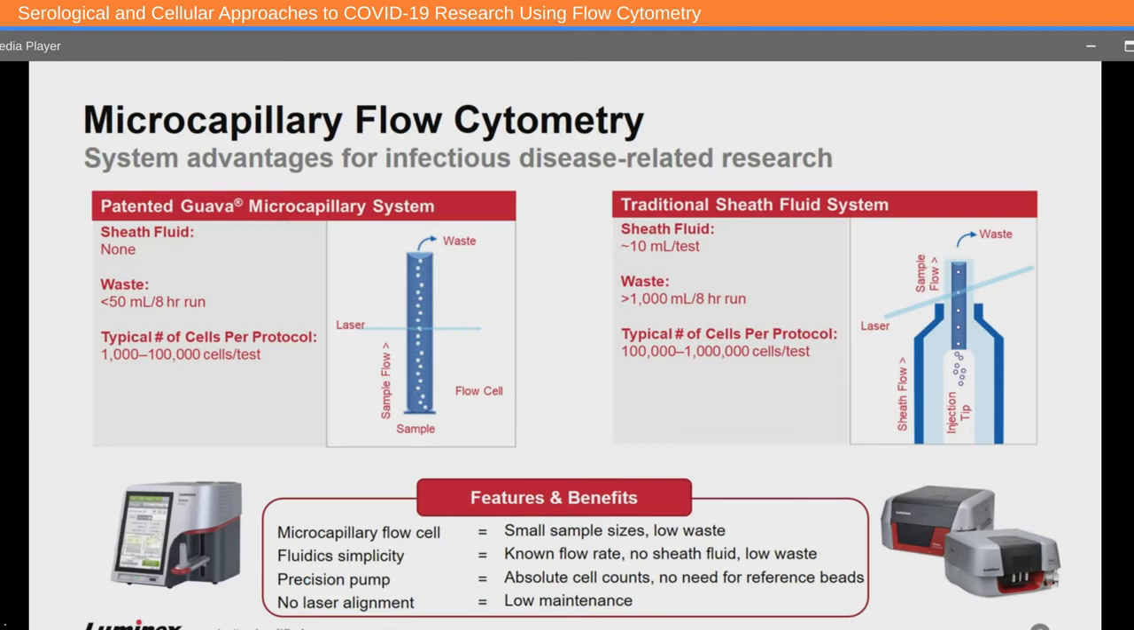It results in the need for reduced sample sizes and fewer cells per analysis. And this can be very helpful when only a precious amount of infected samples may be available. Next, the system generates low biohazardous waste, and this, as you can imagine, is very useful when dealing with infectious samples. But most importantly, these systems also provide absolute counts without needing to use external beads, which is highly useful in characterizing immune cell populations or normalizing cell number.